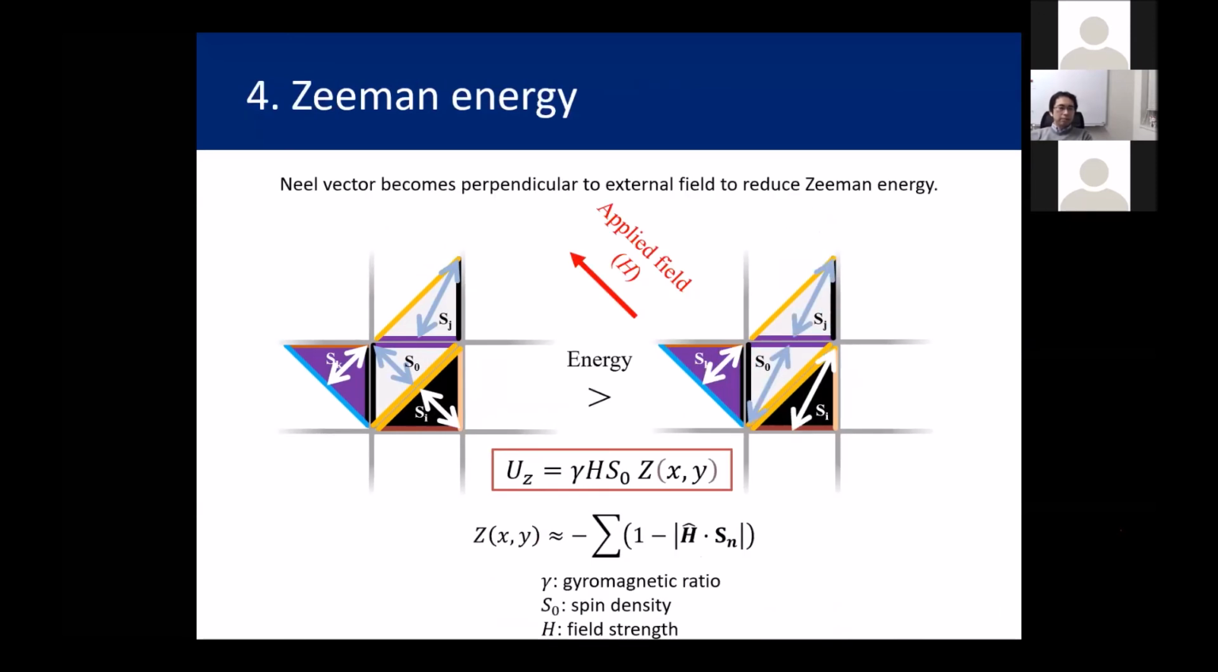The last one is the Zeeman energy. Zeeman energy characterizes the Neel vector orientation with respect to the applied field. The Zeeman energy is minimum when the Neel vector is perpendicular to the field. Again, the Zeeman energy term is defined like this.